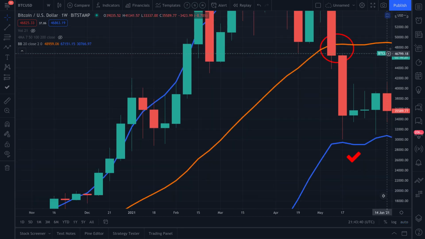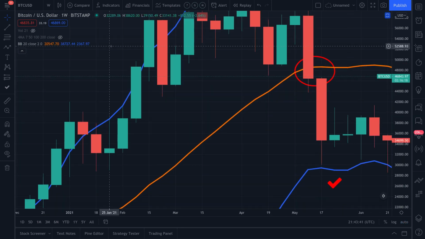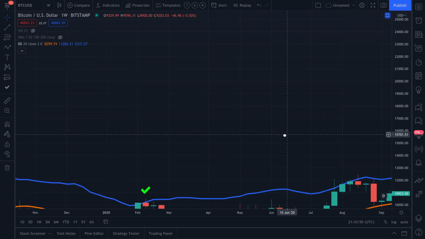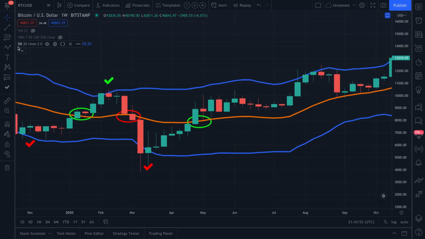Here we are closer to present day, red circle closing below that mean average line. Of course, we got a test of the blue line. If we didn't already show you guys here, it's pretty obvious, right? When we got the green circle to close above the orange line, we got a test of the blue line right at the top there.